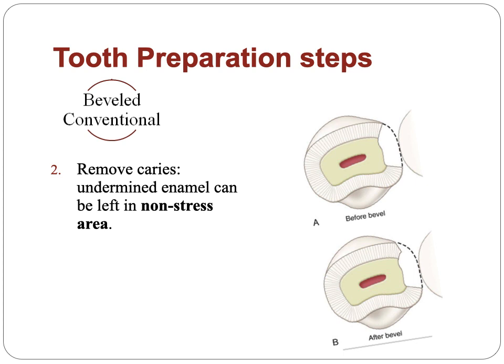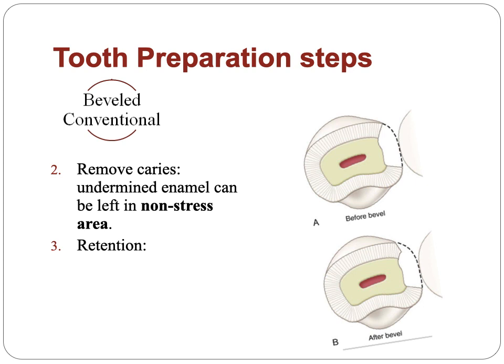After we make our outline, as we said, we remove the caries. Undermined enamel can be left in non-stress areas. Unlike class 1 and class 2, where we usually have more compressive forces, that's why we don't leave any undermined enamel. However, in a class 3 and class 4, if you don't have occlusion on the undermined enamel, you can leave those enamels for bonding. They will help you in retaining your restoration.